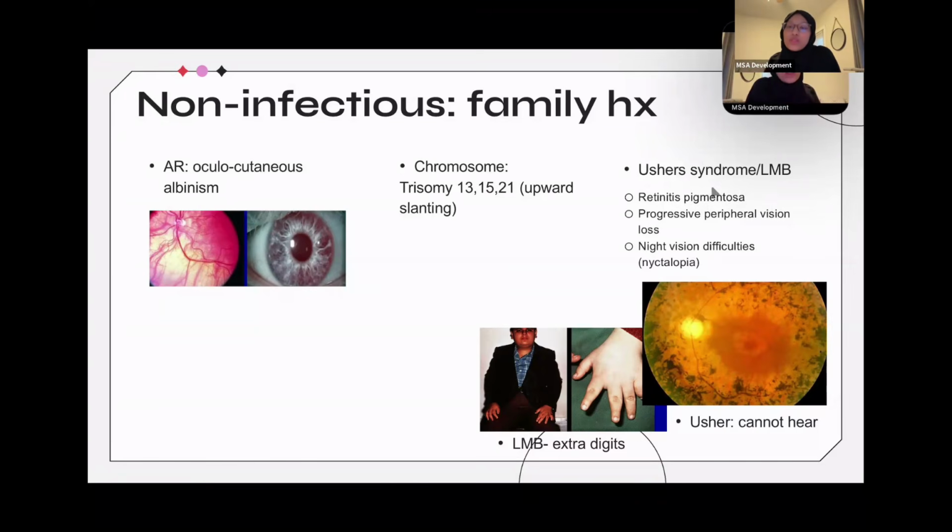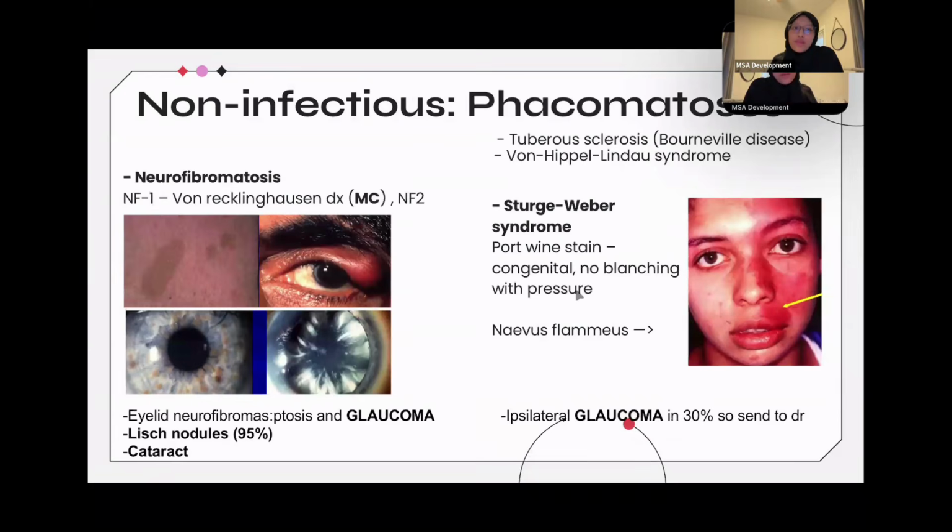Again, these are part of syndromes that come with night vision loss, nyctalopia. So night vision loss plus retinitis pigmentosa. If the person with both of these has inability to hear, that is Usher syndrome. Usher is like hush, so they cannot hear. LMB is the other thing. If someone has retinitis pigmentosa plus night vision loss plus extra fingers, that is LMB, without the hearing loss. So these are two different things. LMB is extra digits. Ushers cannot hear, but they have the same retinitis pigmentosa in the eye.